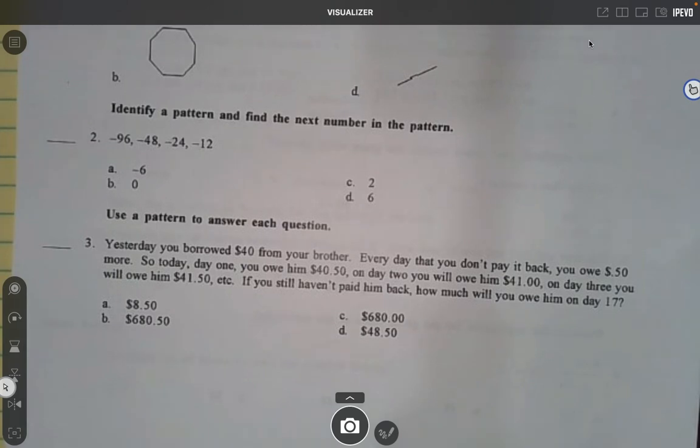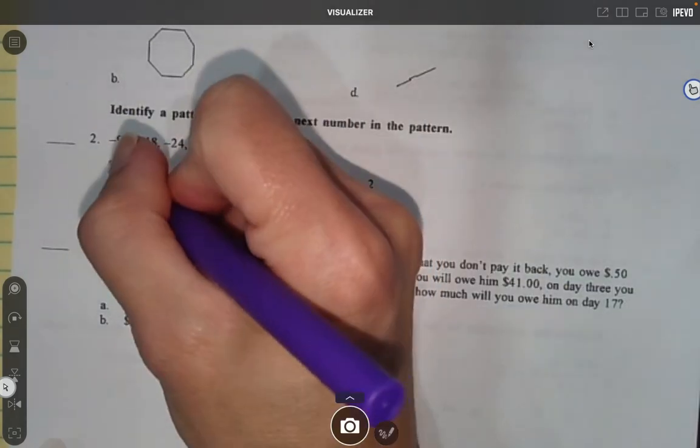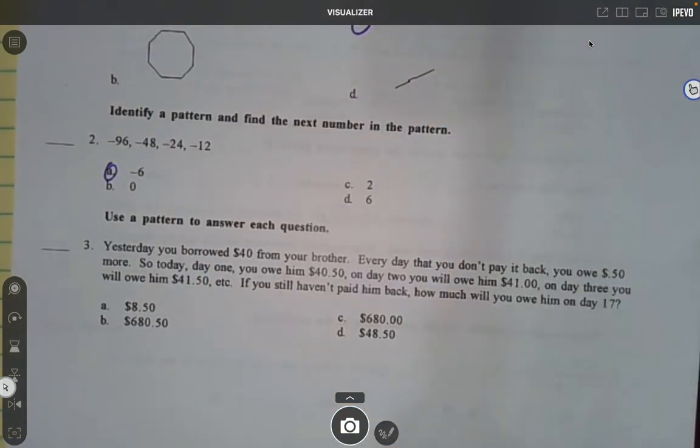Do I need to show how I did that for anybody? No, we're good with that one? Okay. So that one was A. That one up here was C.